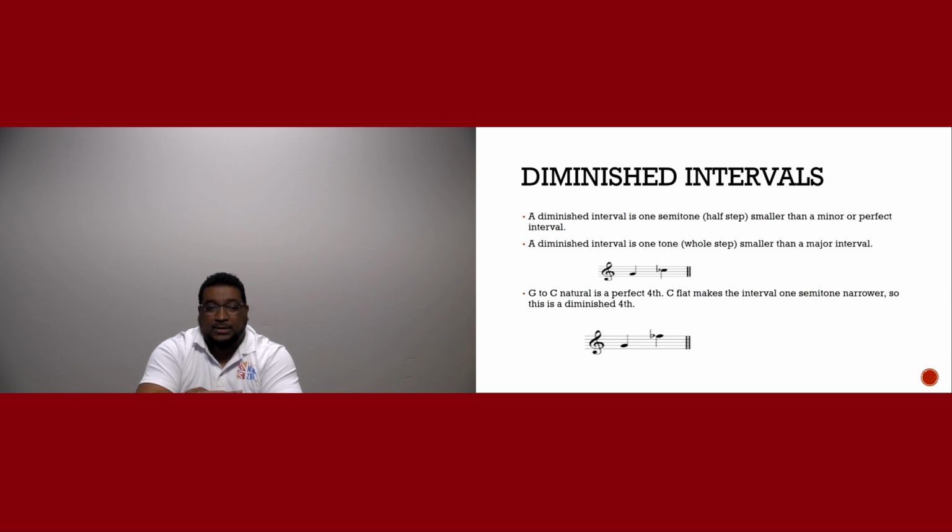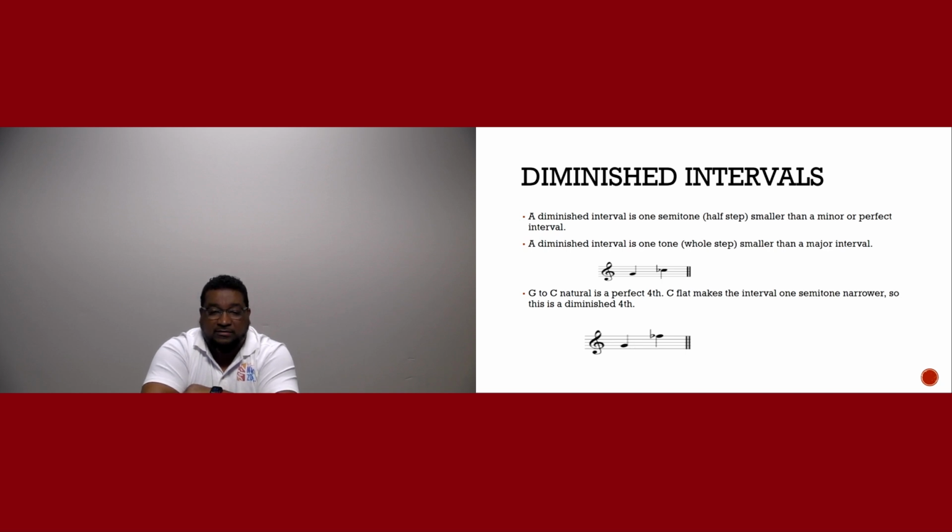All right? A diminished interval is one semitone or a half step smaller than a minor or a perfect interval. A diminished interval is also one tone or a whole step smaller than a major interval. So look at the example.